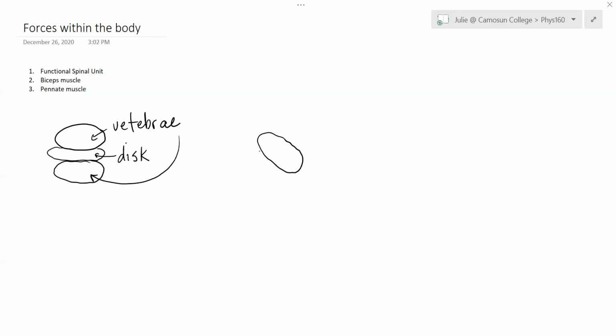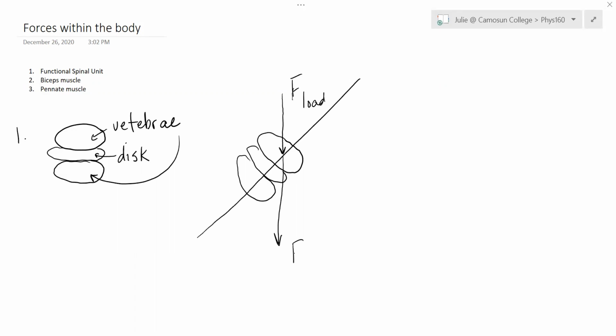So if we look at one of these functional spinal units, this is number 1, the functional spinal unit. Look at the disc. I'll do the other vertebra here. It's often at an angle. Now, the load on top of this from your body weight is vertical because the force of gravity is always vertical. So this would be the load. And what we want to do is break this load into 2 components that act very differently on this functional unit. So we'll extend this load, the force of gravity, straight down.